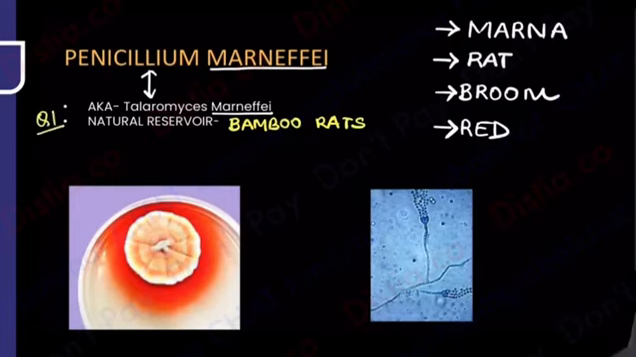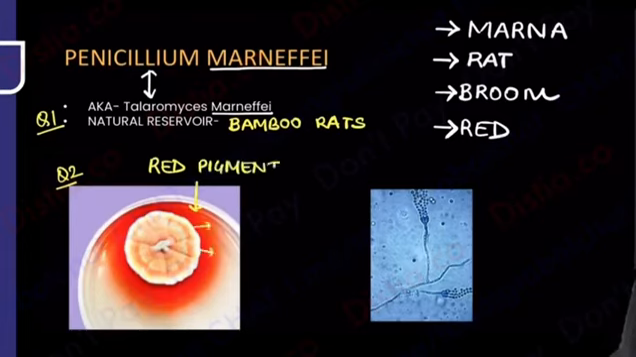That is why I told you what is it about rats that you have in front of you. Question number 2. What is the pigment that it is going to show you? Can you see there is a red color pigment that I have in front of us? Yes, this is a red color pigment and it is trying to diffuse out to some extent. So there is a red color pigment formed. So the rat story I have understood because the reservoir is the bamboo rat. The red story I have understood because the pigment is red.